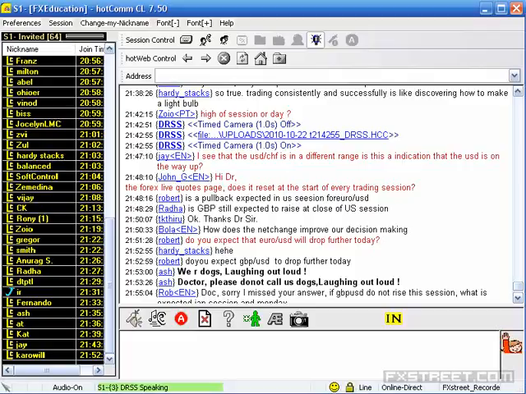Does the Forex live code page reset at the start of every day? Yes, it resets.